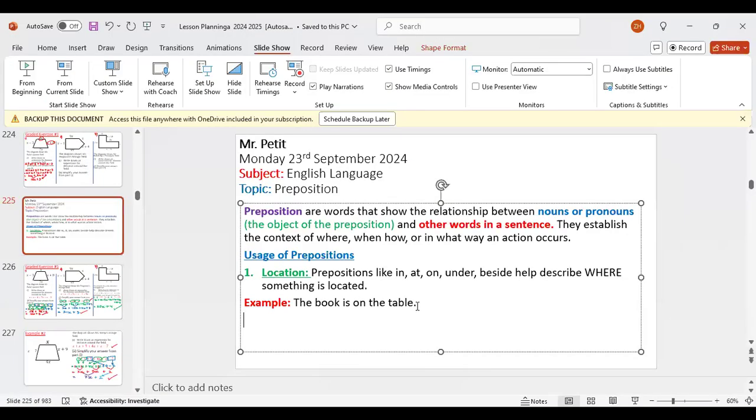Okay. Let's move on to the next one. Time. So prepositions also help us to determine the time, right? When something occurred. So prepositions like in, at, during, on, and since indicate when something happens.